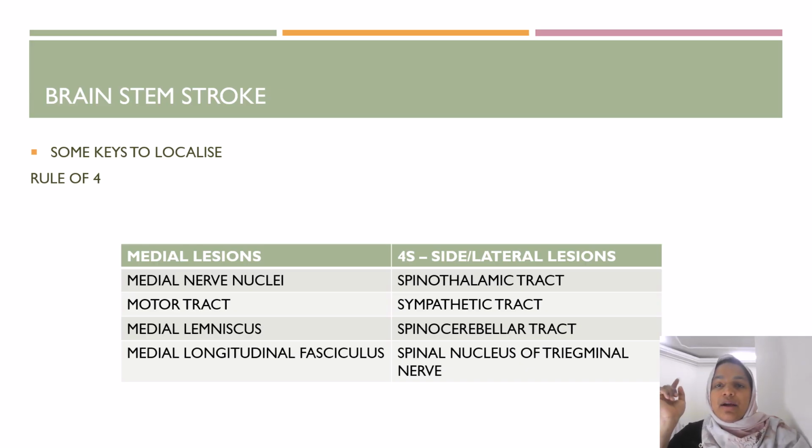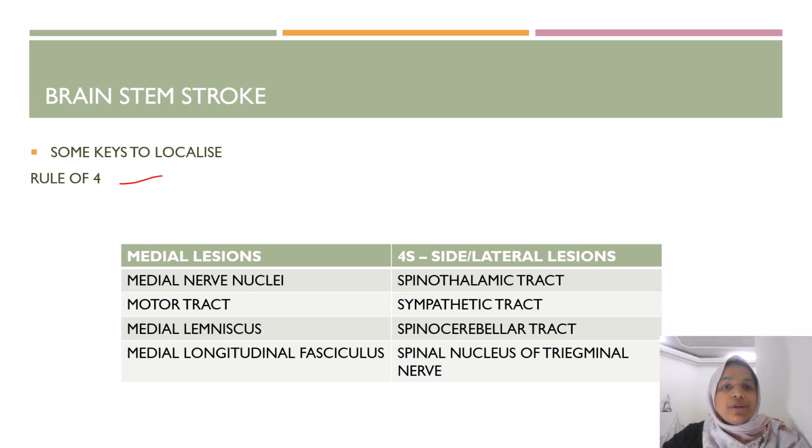The olfactory nerve runs through the cribriform plate and reaches the olfactory lobe. The optic nerve reaches the occipital lobe, right? So we are concerned about 3 to 12. So 3, 4 in the midbrain, 5, 6, 7, 8 in the pons, and the rest, 9, 10, 11, 12, in the medulla. That is called the rule of 4.